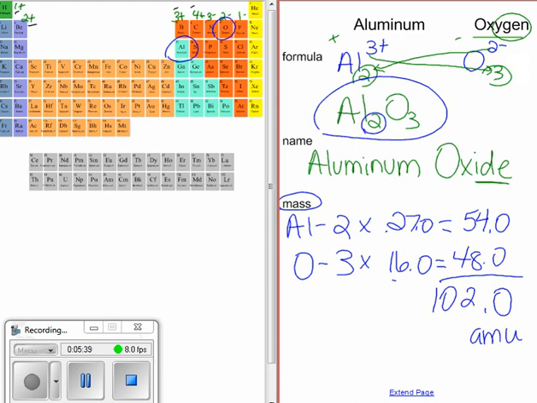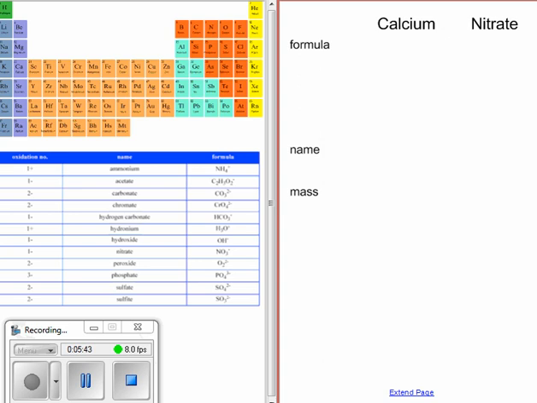All right, let's do one more practice problem. It's a little different. Here I have calcium and nitrate. Those are the two ions that I've given you. So the first thing we need to do is to find the symbol for each, and calcium is simply Ca.